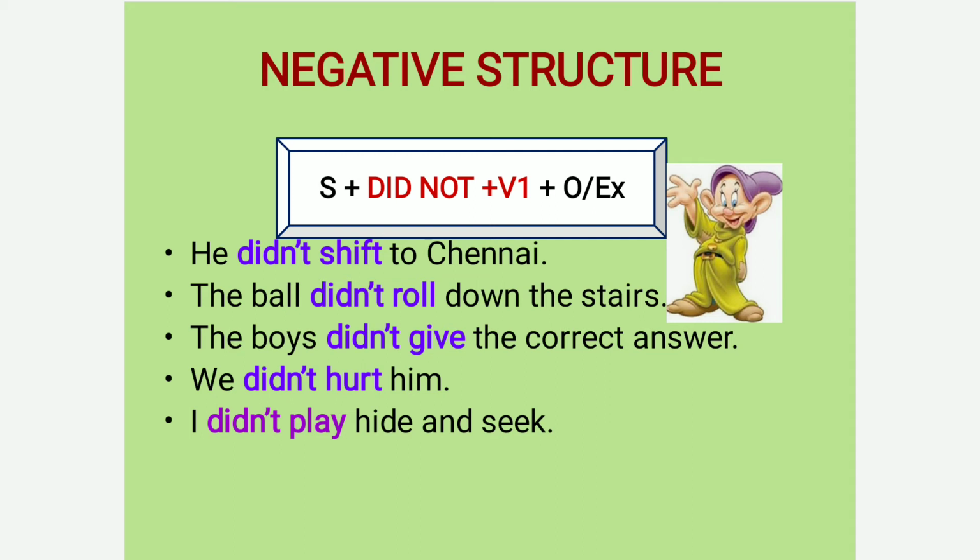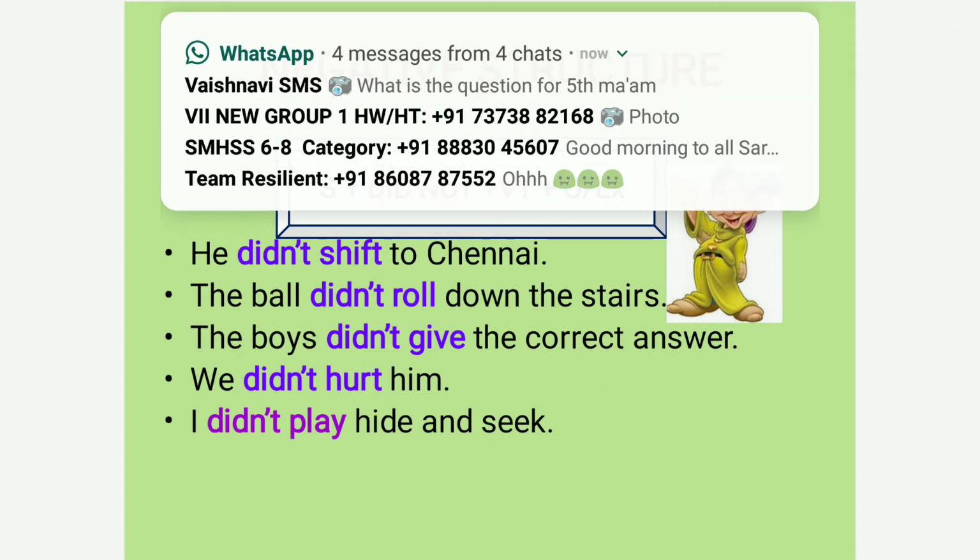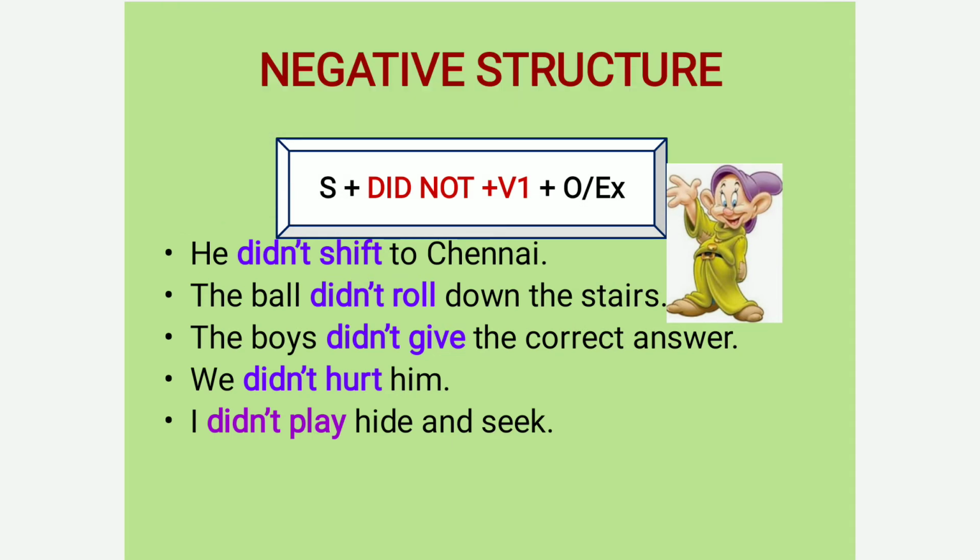If we have did in the sentence, it also comes under past tense. The ball didn't roll down the stairs. The boys didn't give the correct answer. We didn't hurt him. I didn't play hide and seek. For all kinds of subjects in past tense, we use only the helping verb did. In a negative sentence, we use didn't or did not. This is the sentence structure of a negative sentence in past tense: subject, followed by did not or didn't plus the V1 form of the verb.